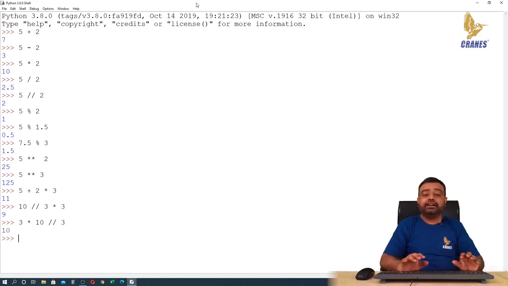So here we learned about the various arithmetic operators provided by the Python language, and also looked into the precedence of operators. In later sessions, we'll study other operators like relational and logical operators.